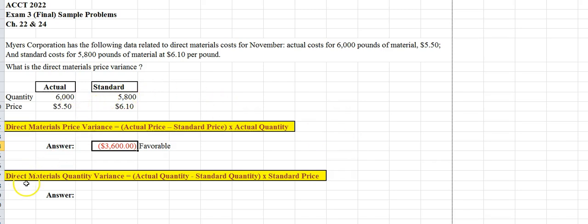Now, the next question is direct materials quantity variance. We know that we spent more quantity than the standard says. So this should be negative. This should be unfavorable, which is going to be a positive number, meaning you incurred higher costs than you should have. And so we simply go ahead and follow the formula here as well. Actual quantity 6,000 minus standard quantity of 5,800. That's 200, and I multiply that times the standard price, which is 6.10. And so I'm going to have an unfavorable variance of 1,220 there.